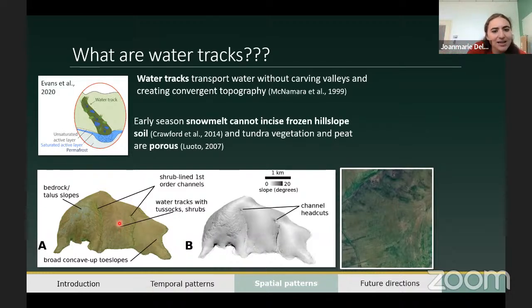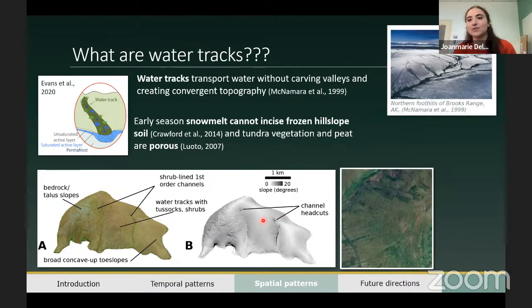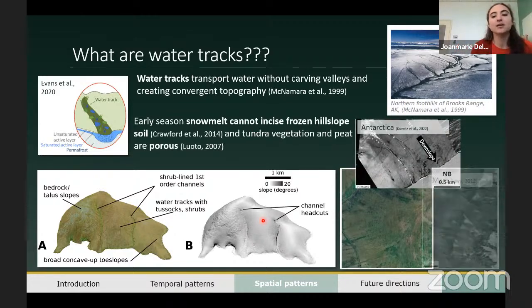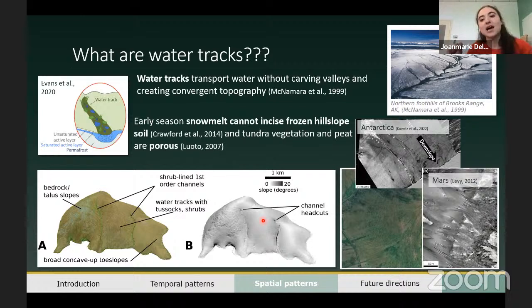And so you can see we've got a bunch of these flow paths, these sort of hairy things coming off of the hill slope. But when you look at the actual topography, it's quite smooth. It hasn't been incised because the ground is frozen. The water can't incise when the ground is frozen. And so these things have been described in the North Slope of Alaska. They've been described in Antarctica. Maybe they have planetary analogs on Mars in recurring slope lineae.